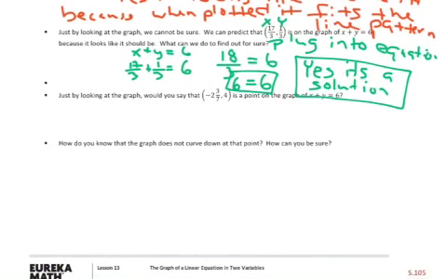So for this next one, just by looking at the graph, would you say that -2 3/7, comma 4 is a point on this graph? So -2 3/7 is roughly -2.4, and my y value is 4. So I'm going to go back up to my graph and see if -2.4, 4 is a point on my graph.